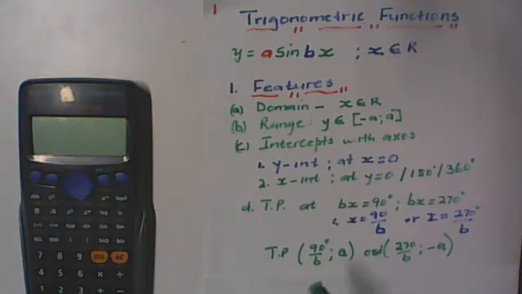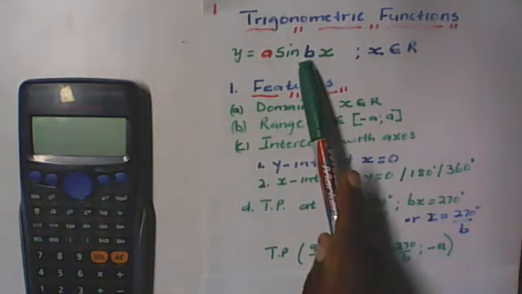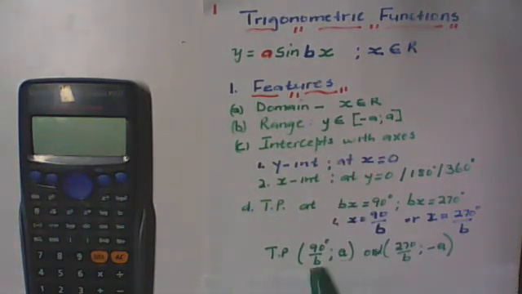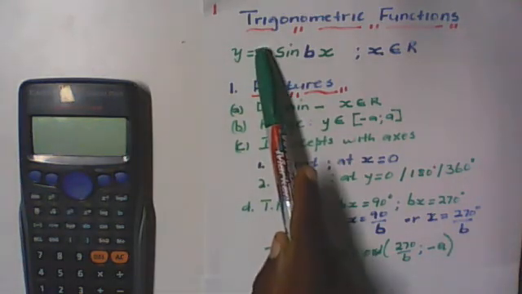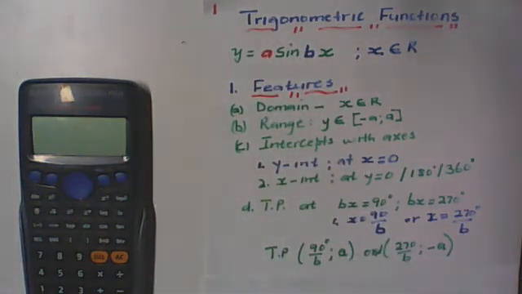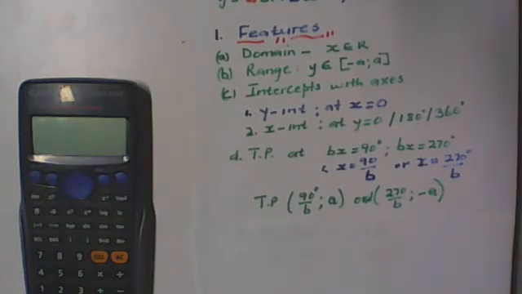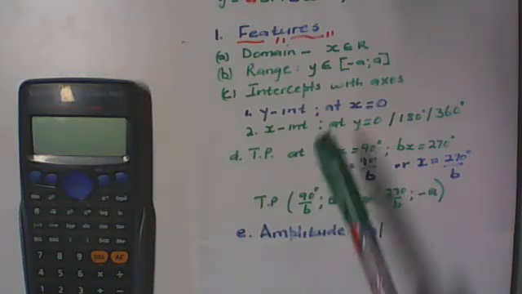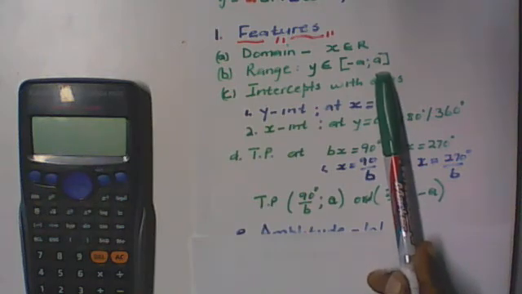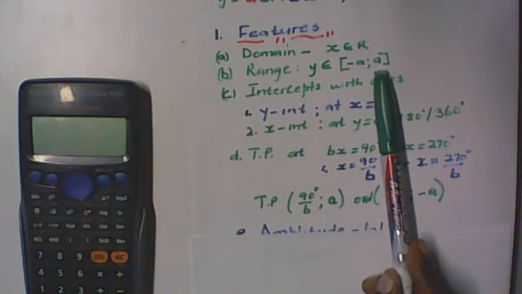So guys, these are the turning points. 90 divided by b. If b was 2, it will be 90 divided by 2. That will give you 45, is to a. And if a was 3, then it will be 45 is to 3. And here it will be, half, 135 is to minus 3. That will be it. But now we have to move to the next. Let us check the range. I told you about the range. Now the range, as I've said, is minus a up to a.